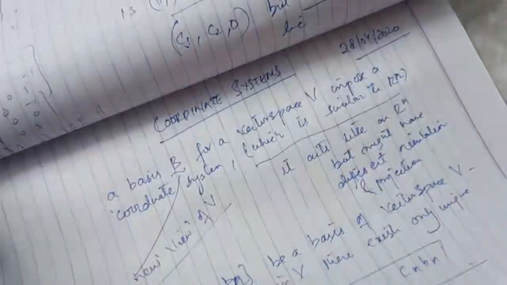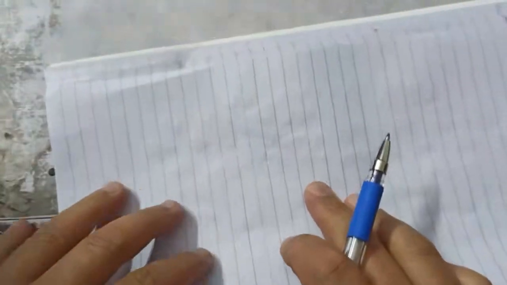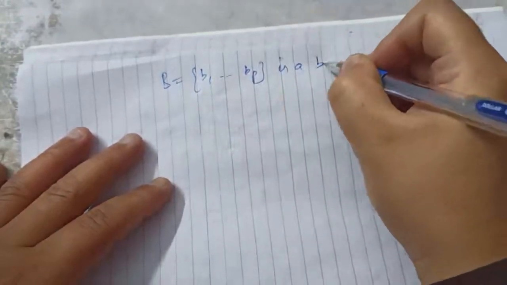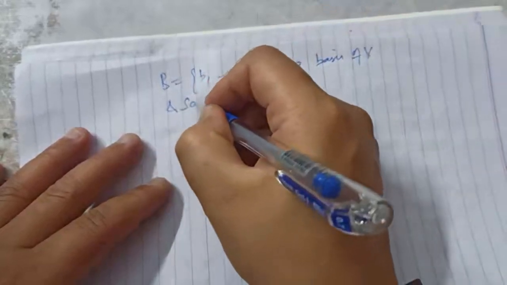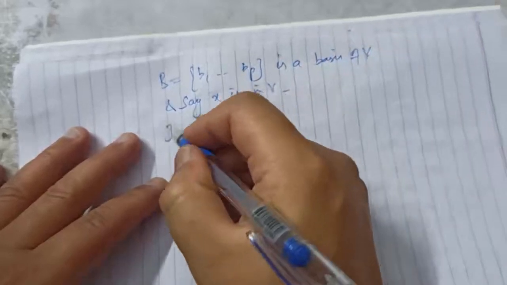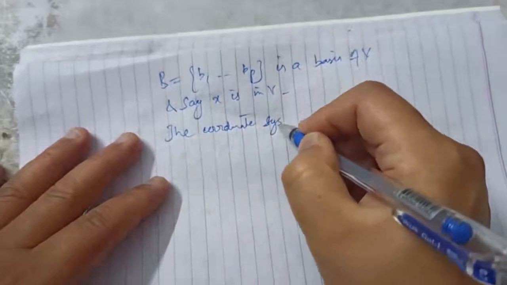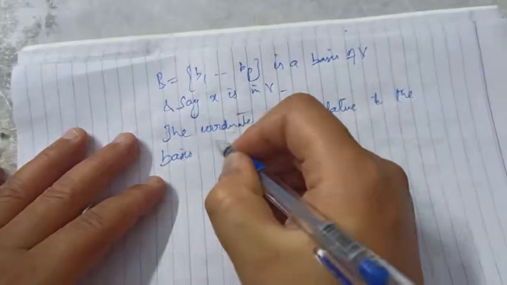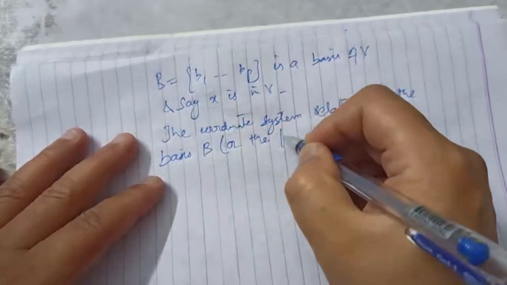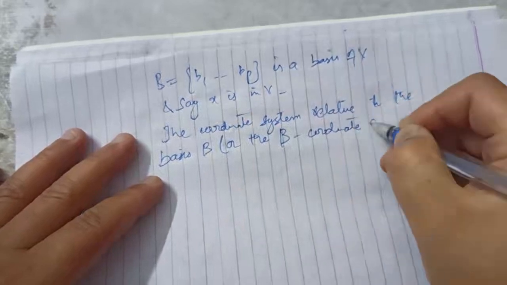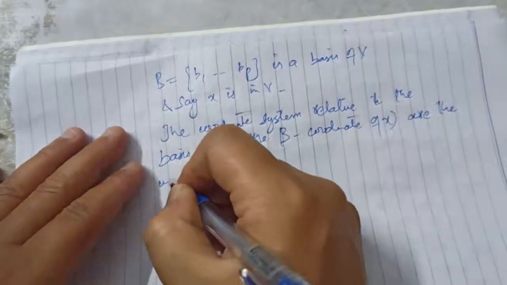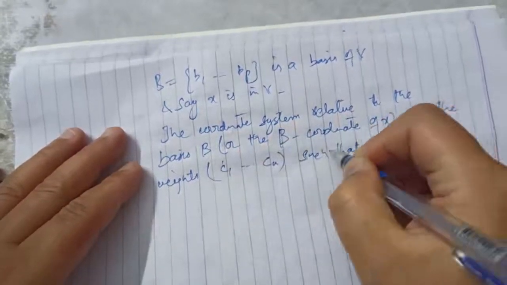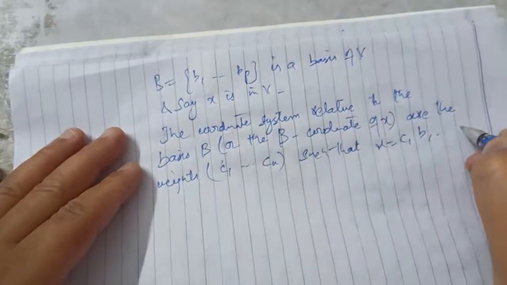Now, as we defined in our last lectures as well, if B equals b1 to bp is a basis of V, and say x is in V, the coordinate system relative to the basis B, or the B-coordinates of x, are the weights c1 to cn such that x is equal to c1 b1 plus cn bn.